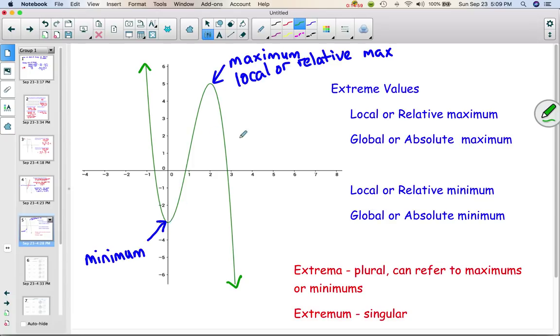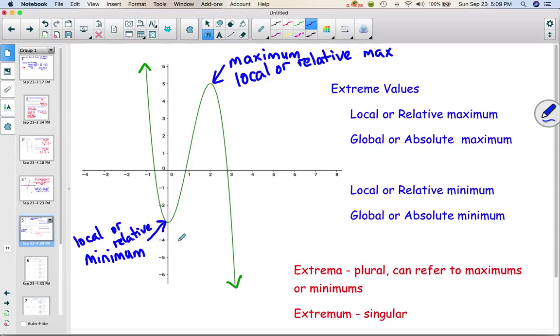Down here, this value that I have this arrow drawn to is a local or relative minimum. Because notice this function continues to decrease in value and height, so there is no absolute or global, that's another word for absolute, minimum, but there is a relative minimum. Relative to the points around it, it is a minimum.